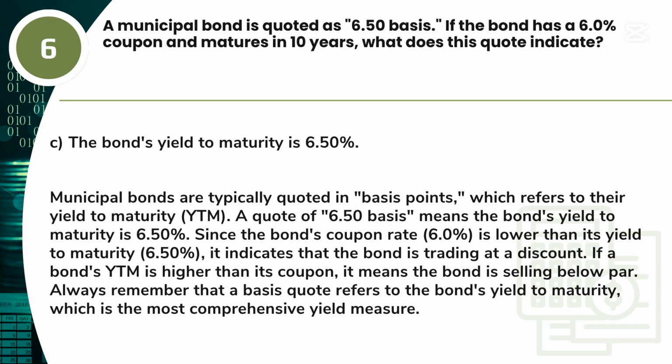Answer: C. The bond's yield to maturity is 6.5%. Municipal bonds are typically quoted in basis points, which refers to their yield to maturity, YTM. A quote of 6.50 basis means the bond's yield to maturity is 6.5%. Since the bond's coupon rate, 6%, is lower than its yield to maturity, 6.5%, it indicates that the bond is trading at a discount. If a bond's YTM is higher than its coupon, it means the bond is selling below par. Always remember that a basis quote refers to the bond's yield to maturity, which is the most comprehensive yield measure.